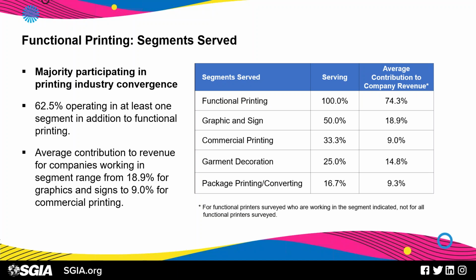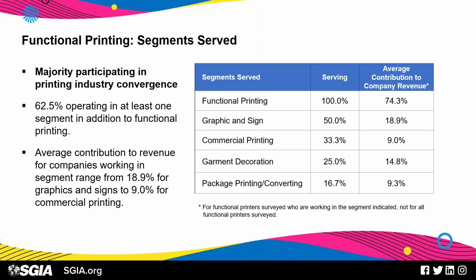And as with commercial printers, garment decorators, and sign and graphic producers, the majority of functional printers we surveyed are participating in printing industry convergence. 62.5% are operating in at least one segment in addition to functional printing, and 41.7% are operating in at least 2.